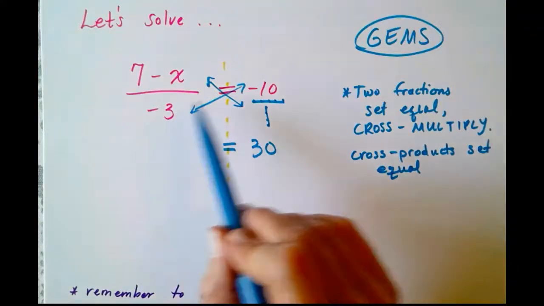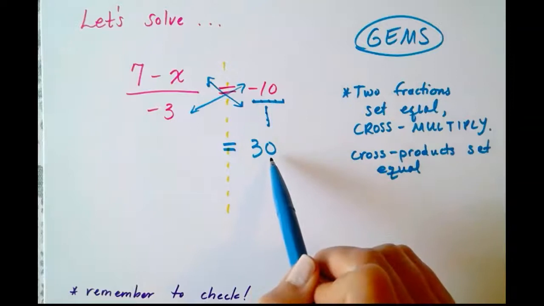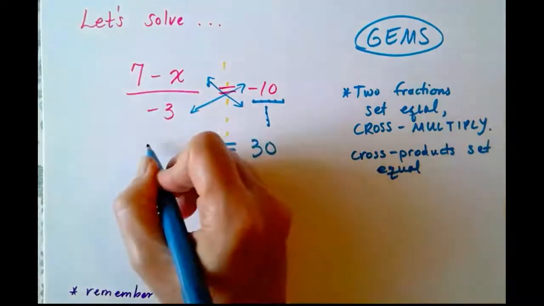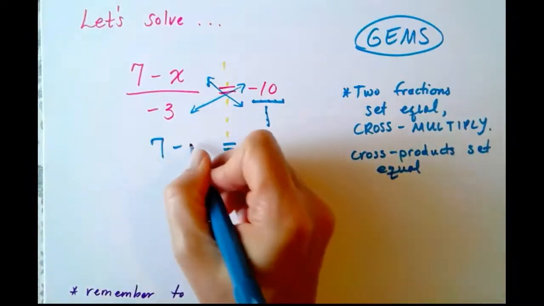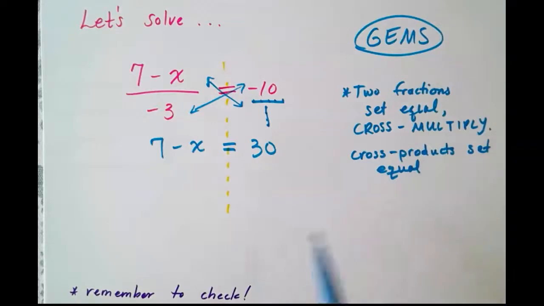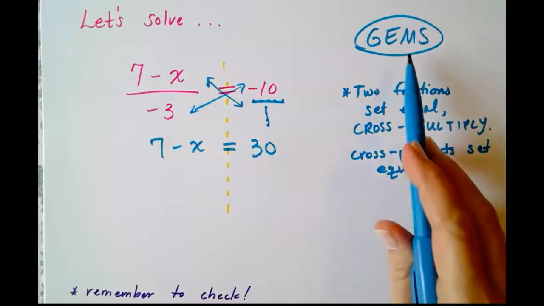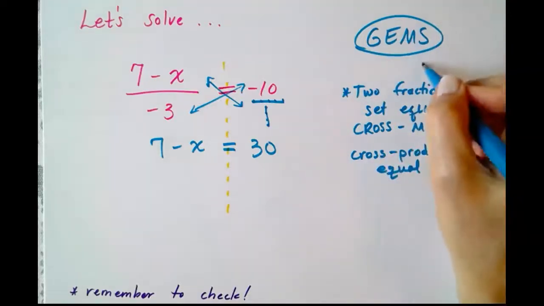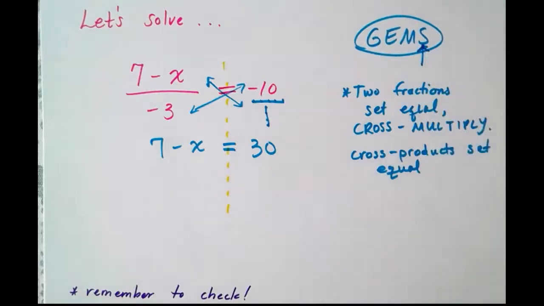So -3 times -10 is +30, and 7 minus x equals times 1. Anything times 1 is itself. 7 minus x. So we had two fractions set equal. We cross multiplied. We set the cross products equal to each other. Now from here, we can get back to going in reverse GEMS. So now we want to undo addition or subtraction.